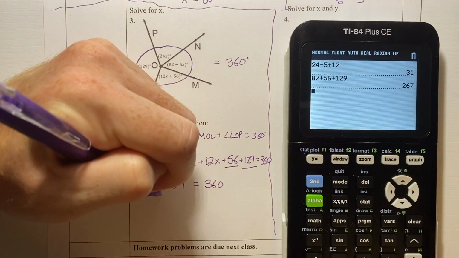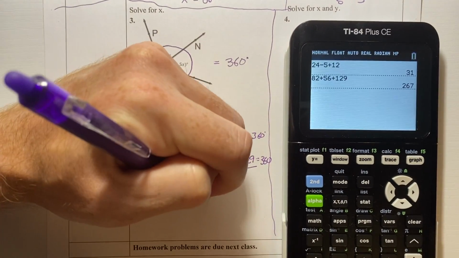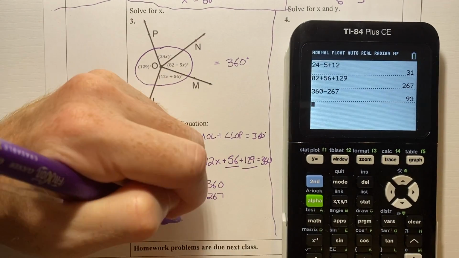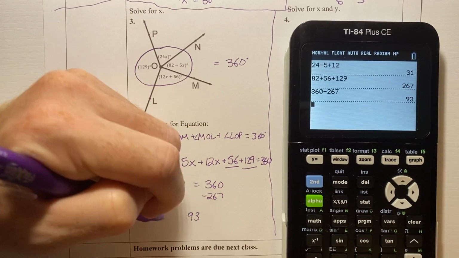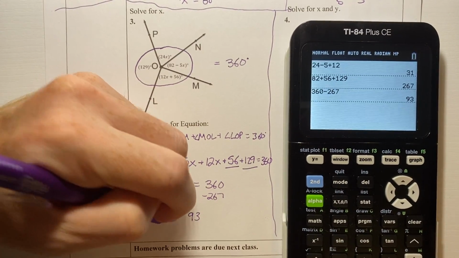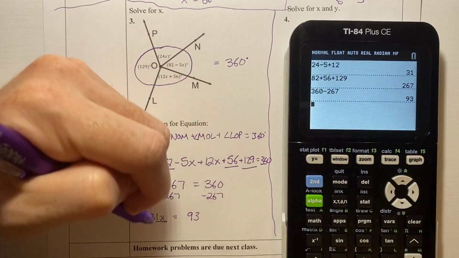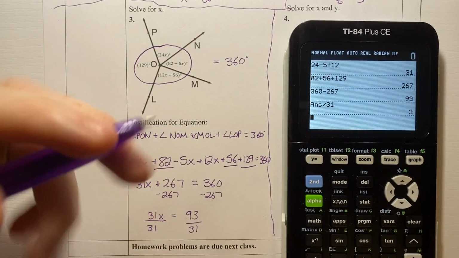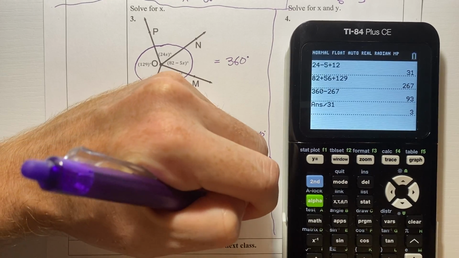All right, now I'm solving for x, so subtract 267, subtract 267. 360 minus 267 is 93. And we have 31x equals 93. Last step algebraically is divide both sides by 31. Divide that by 31, and we get a nice, pretty number of 3.